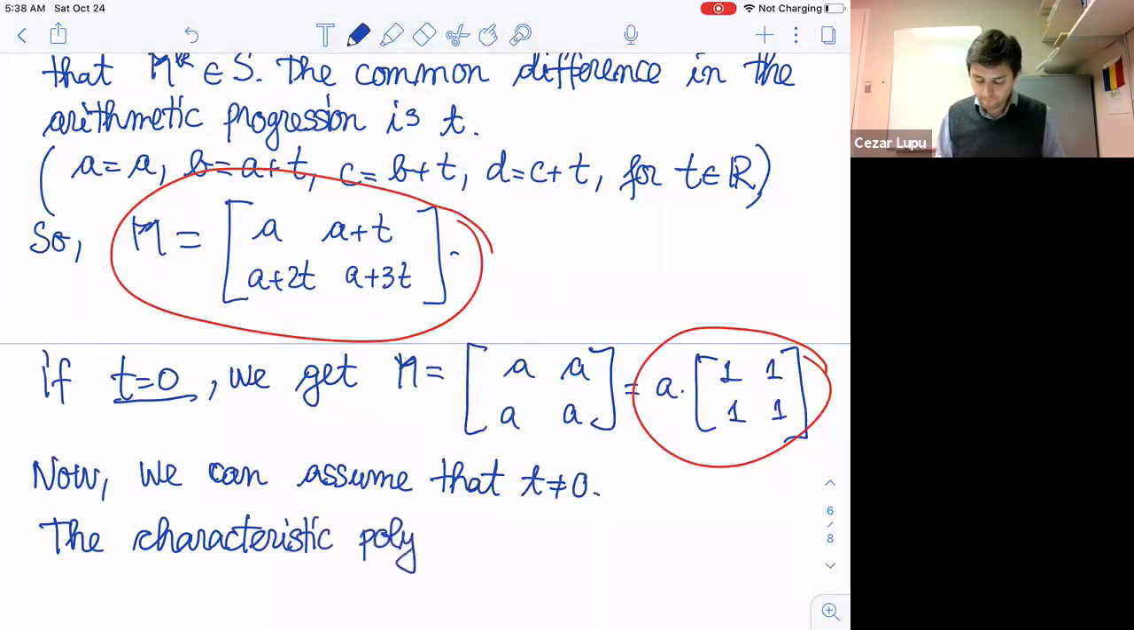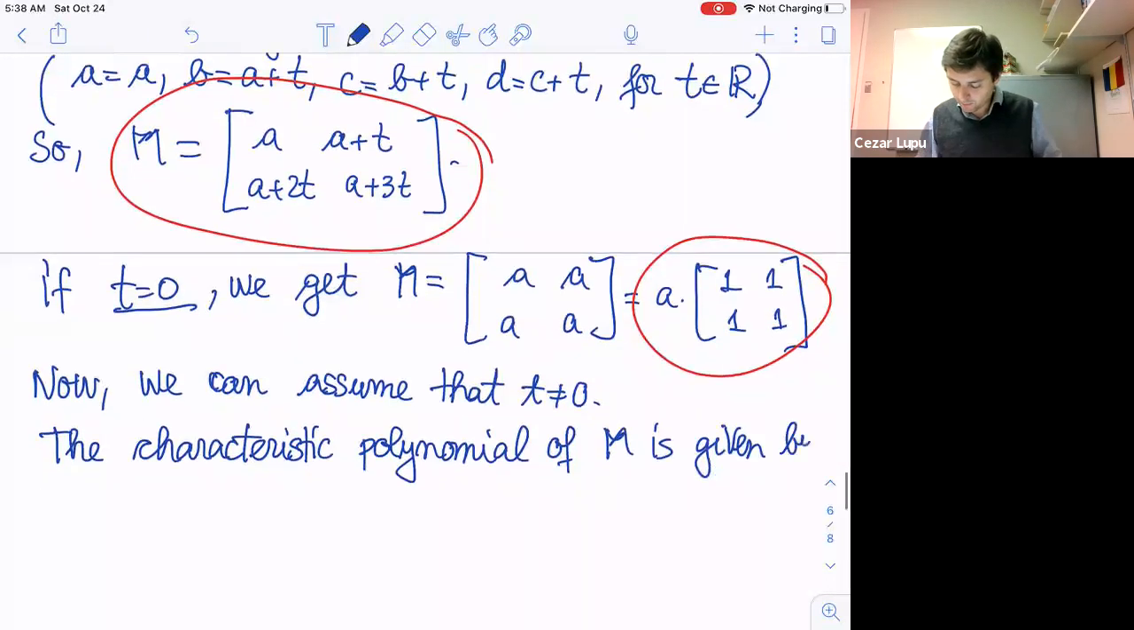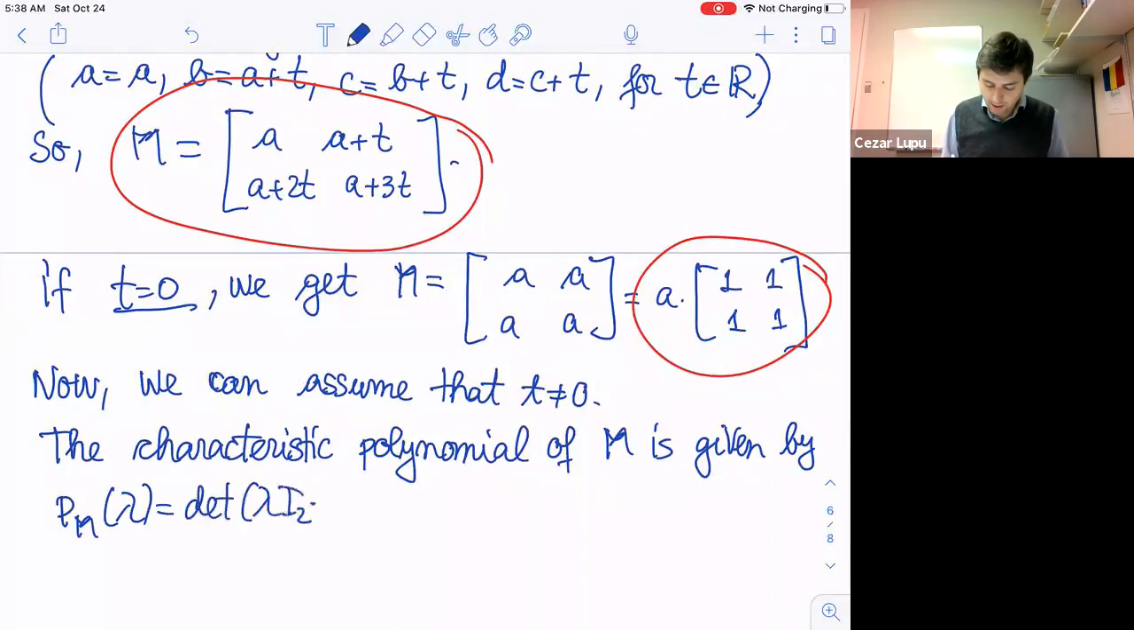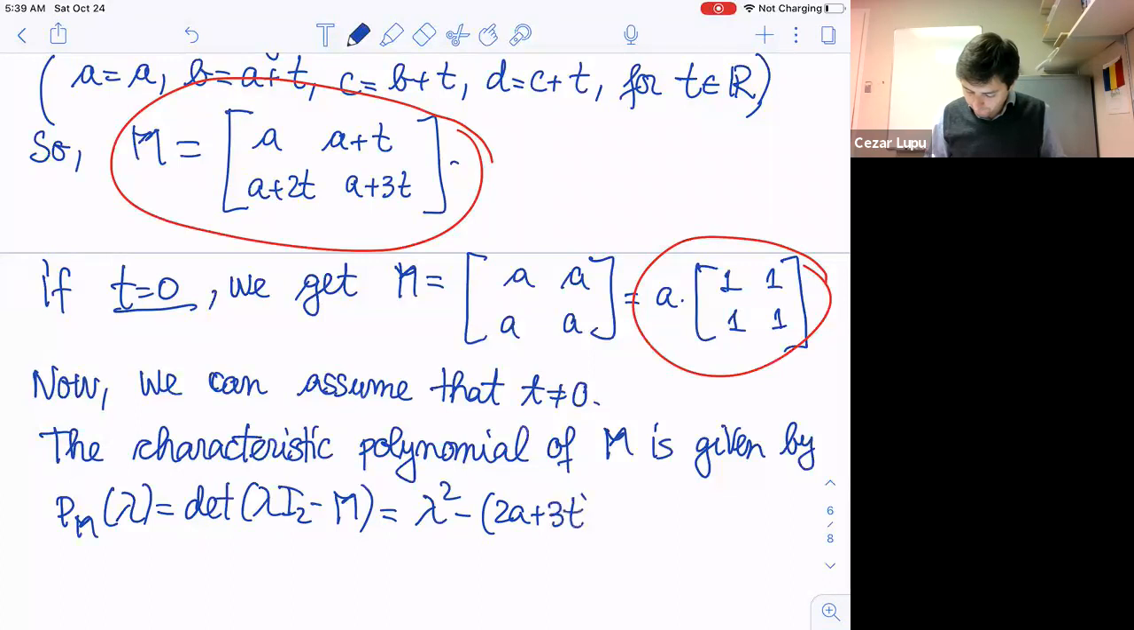The characteristic polynomial of M is given by, so let's write it, P_M of lambda, which is the determinant of lambda times the identity minus M. After some computations, which I'll leave to you, this will be nothing else than lambda squared minus (2a plus 3t) times lambda, and the last coefficient is minus 2t squared.